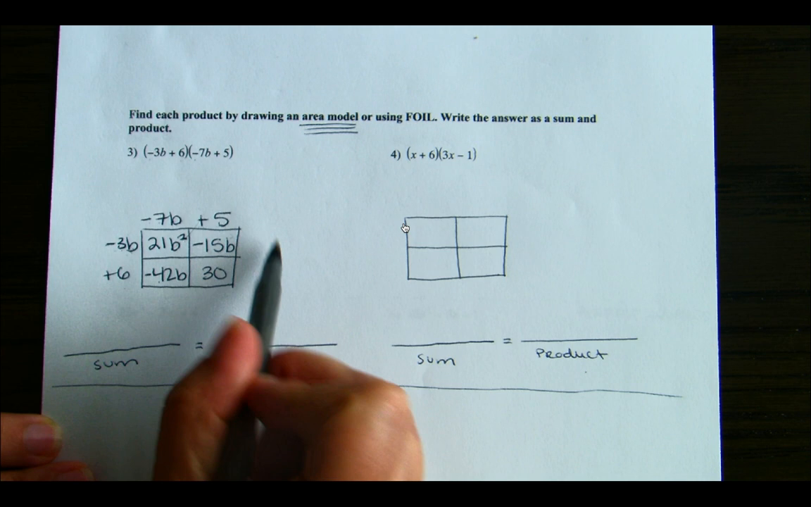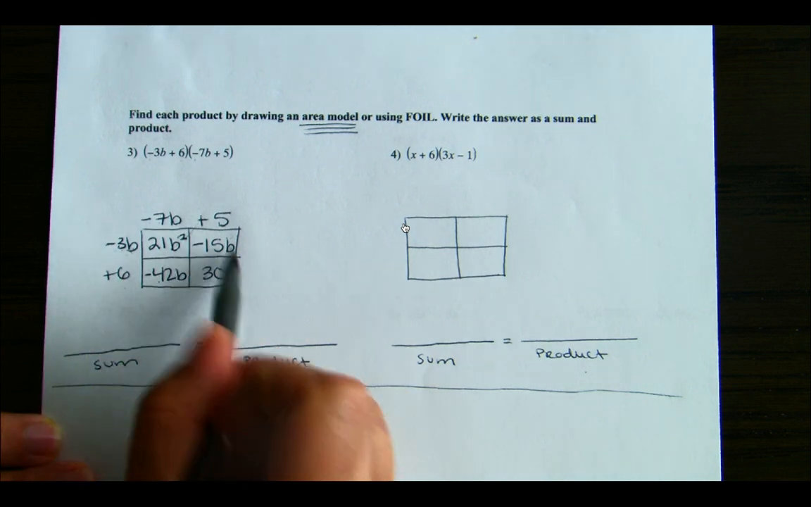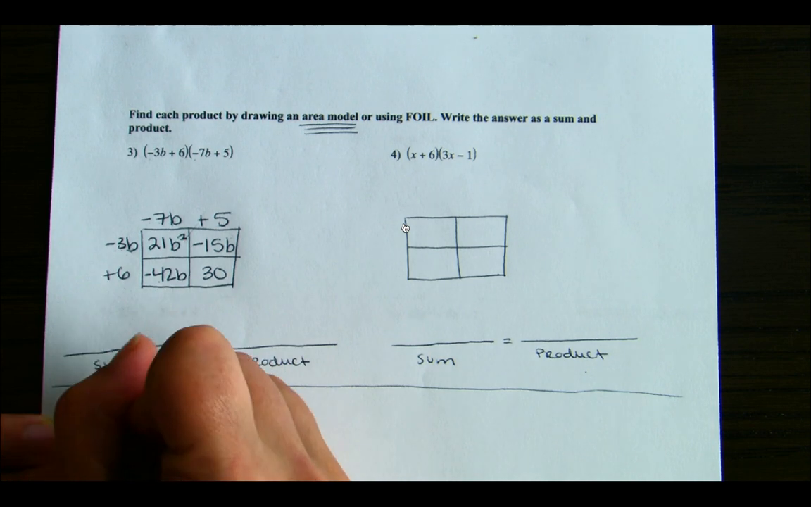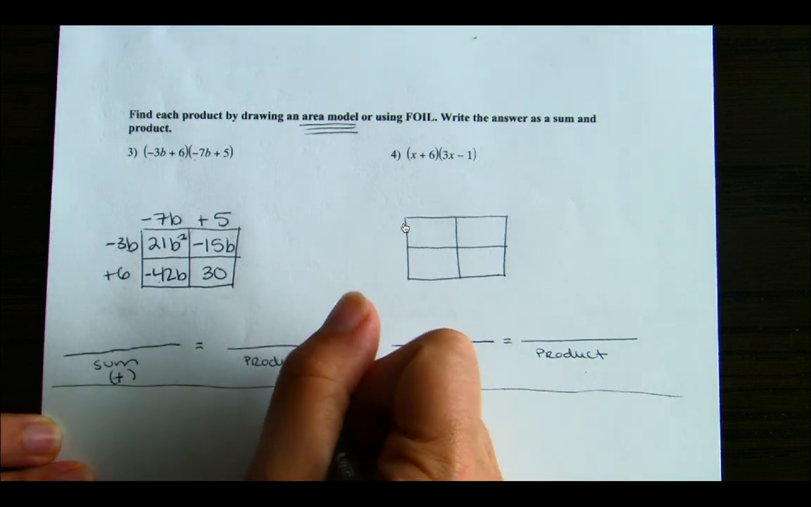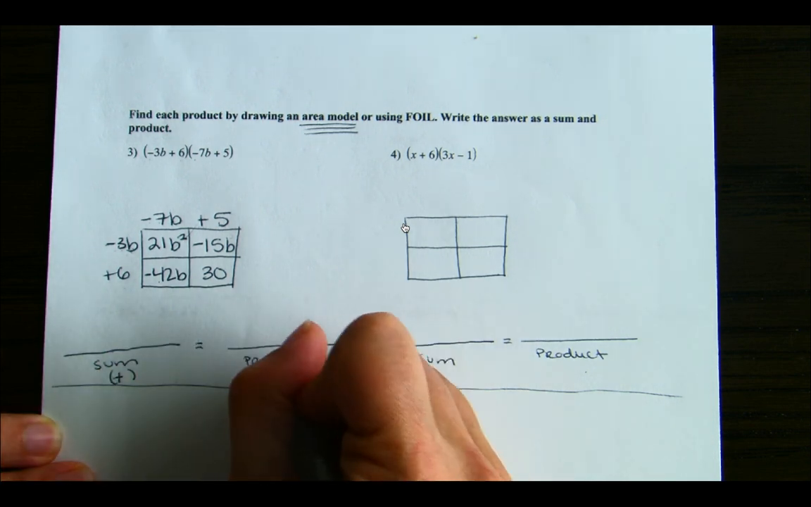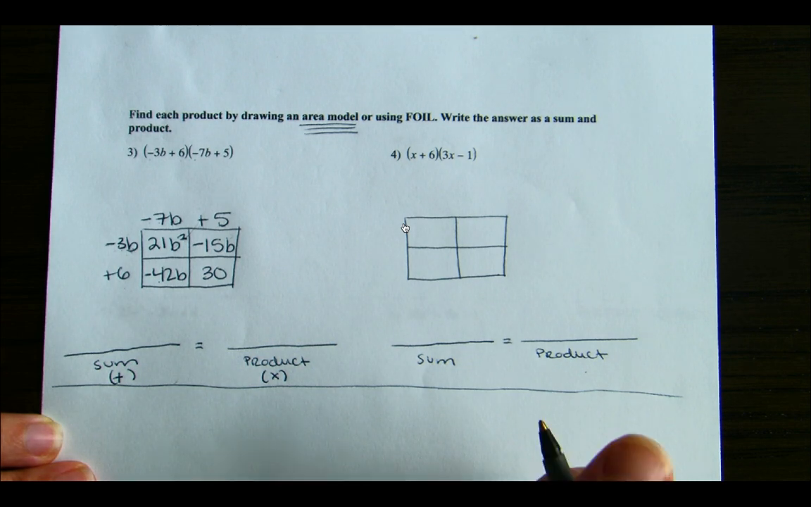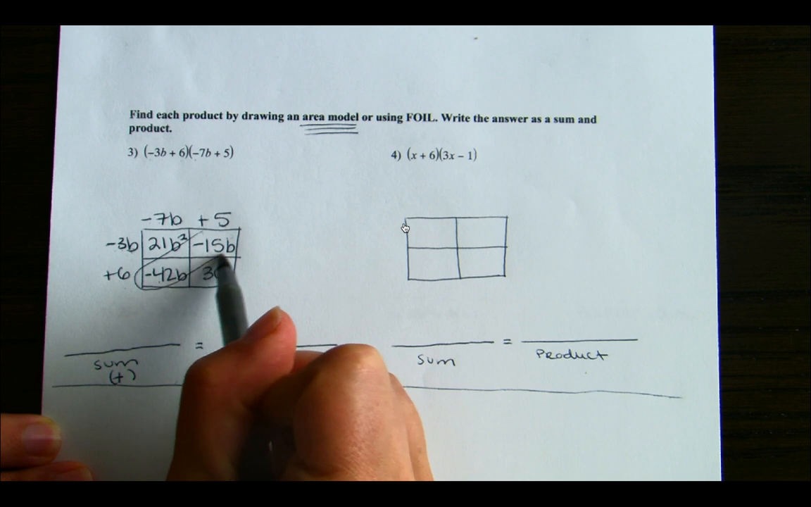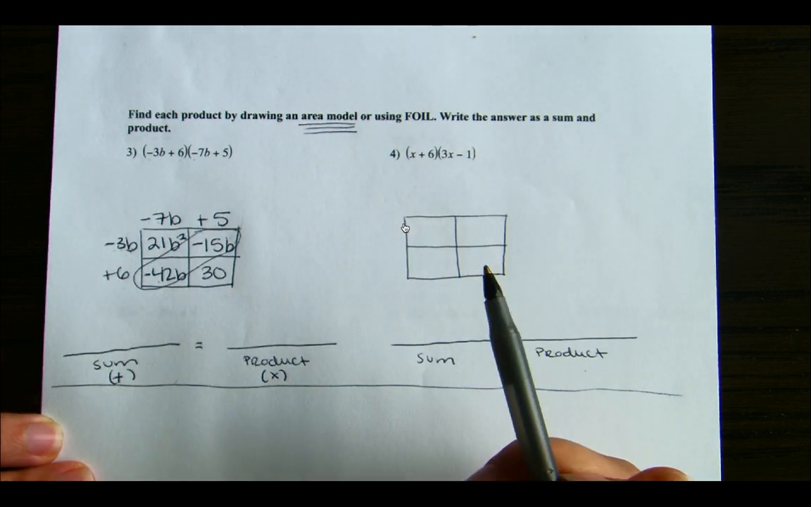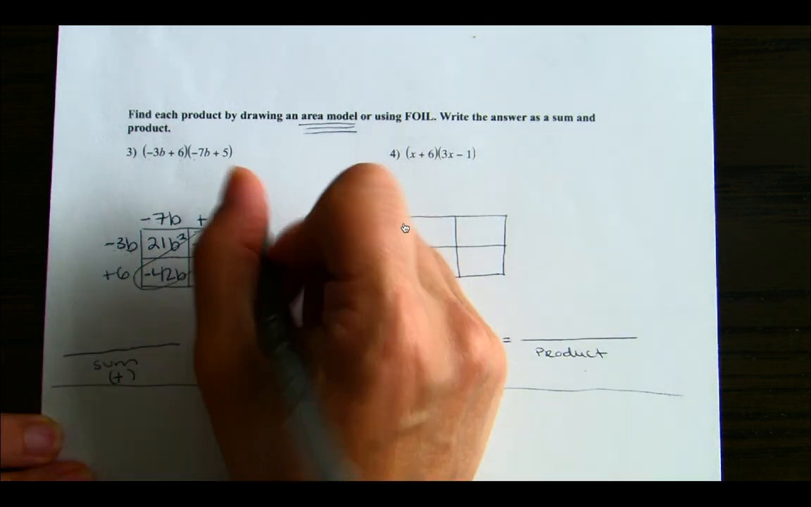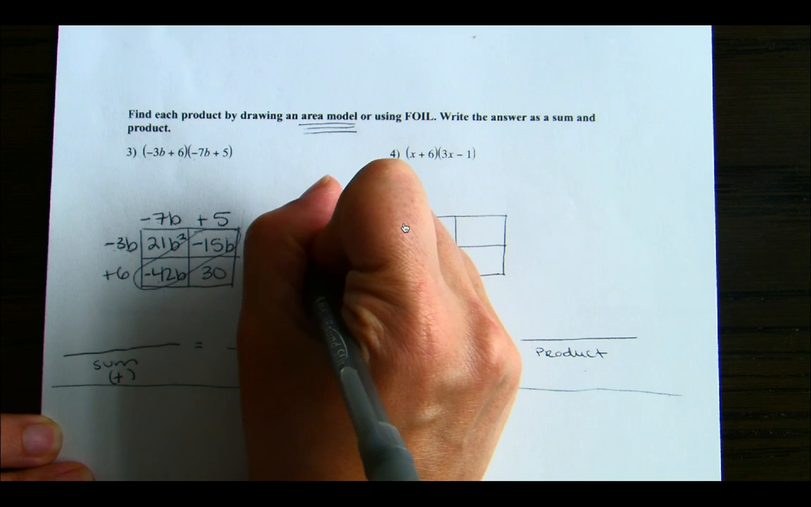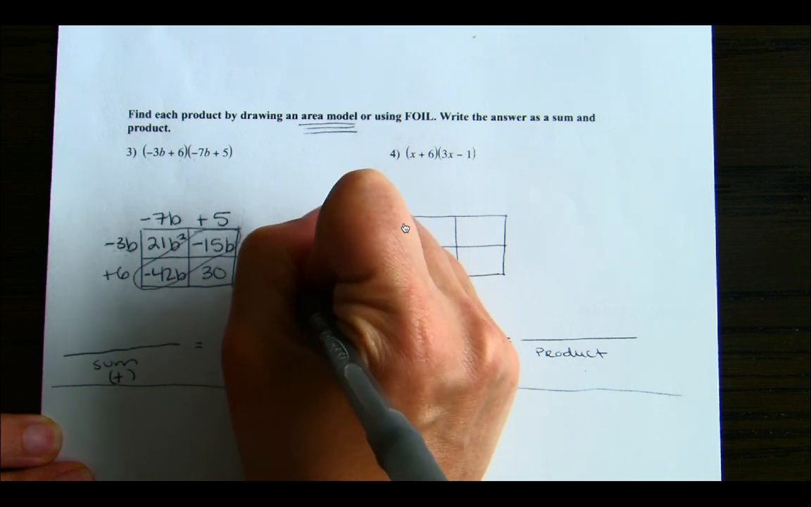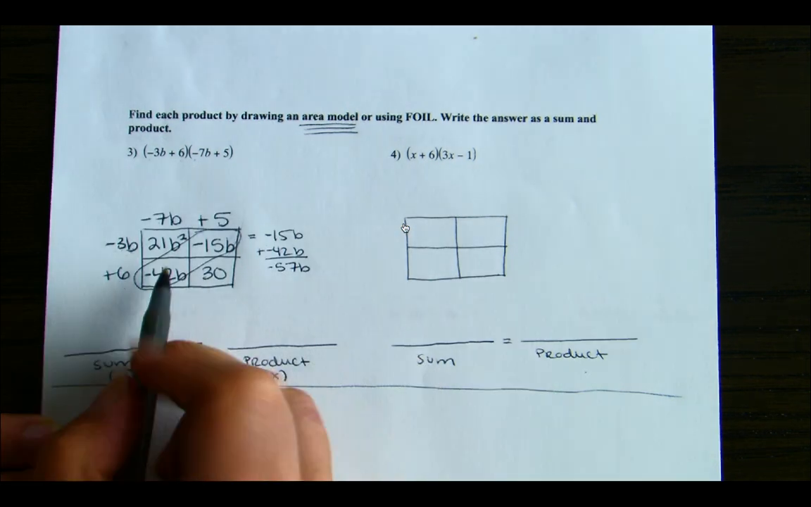So all of this inside right here makes up the area as a sum. So remember the word sum. Sum means you're adding, whereas product means you are multiplying. So when we're talking about the sum, I first want to be able to combine my like terms. And you'll notice this diagonal right here is where you're going to end up combining your like terms. So if I have negative 15b plus negative 42b, I get negative 57b, just to be sure.